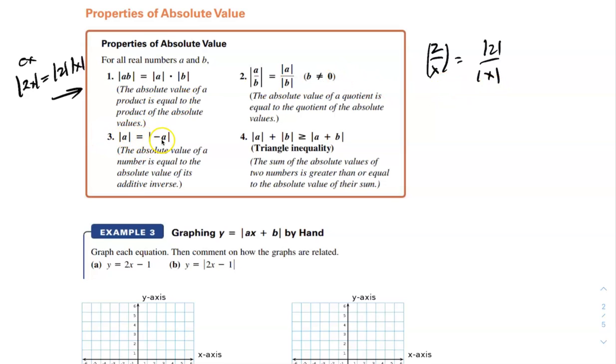The absolute value of a number is the same thing as the absolute value of its negative, because absolute value is just how far you are from the origin. So the absolute value of 3, which is 3, is equal to the absolute value of -3, which is also 3.